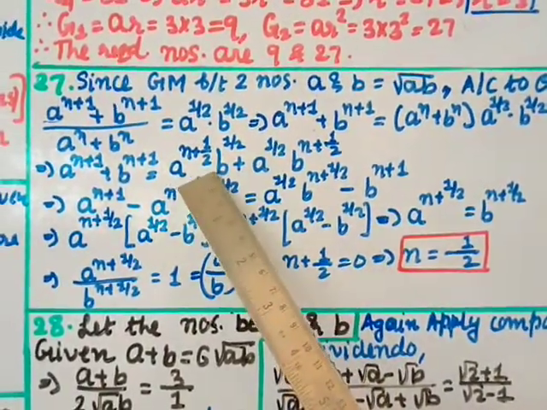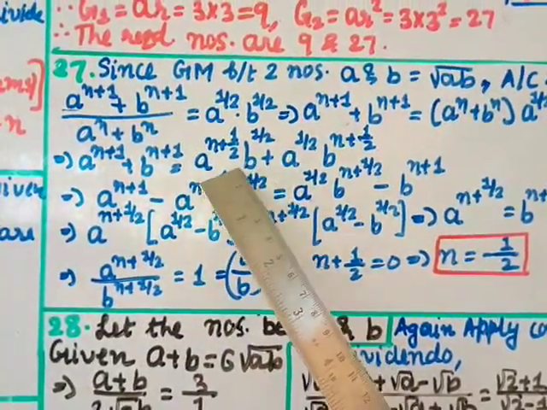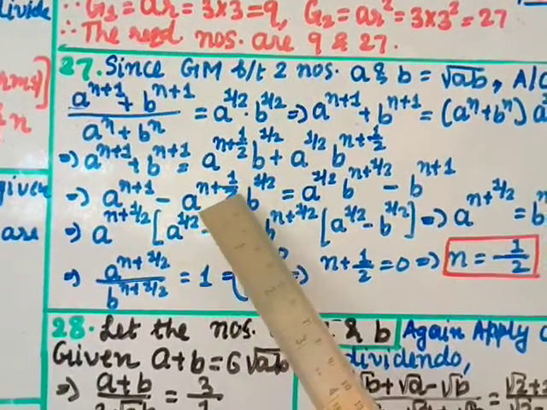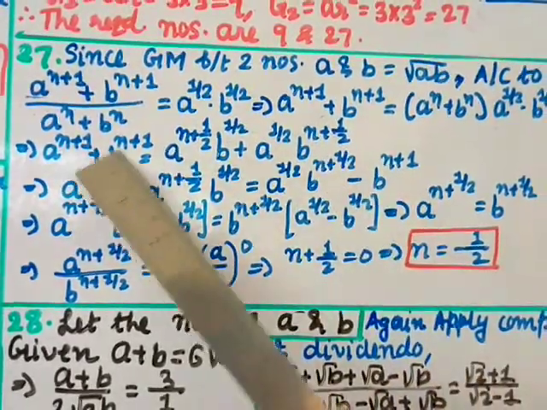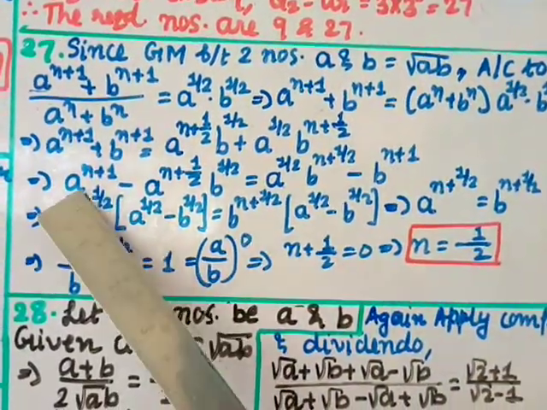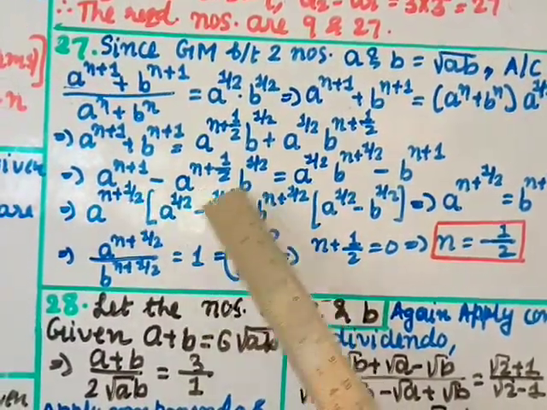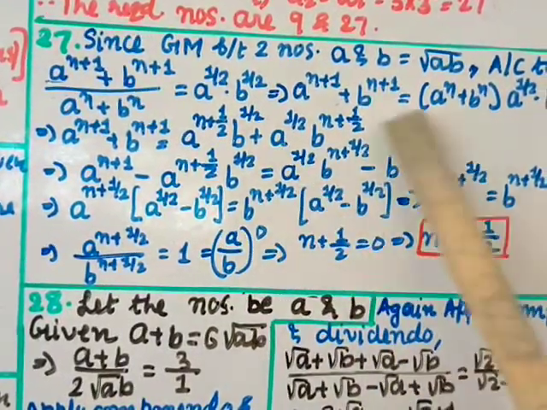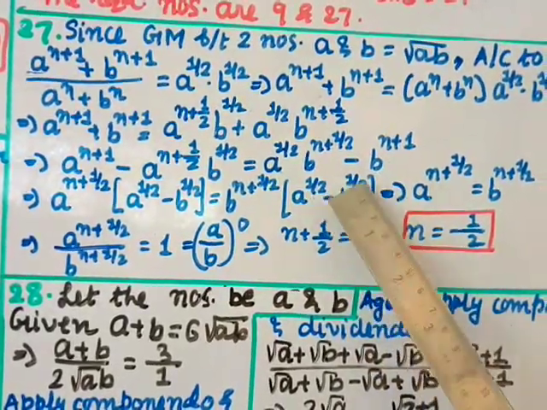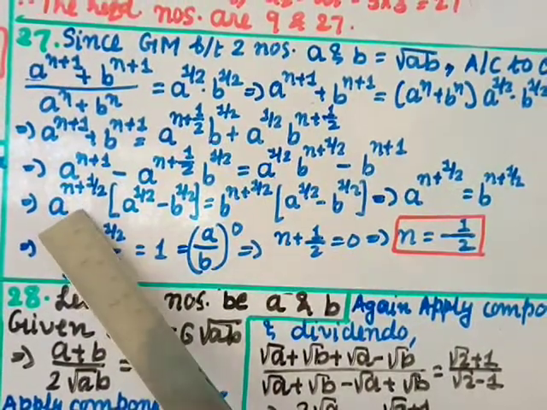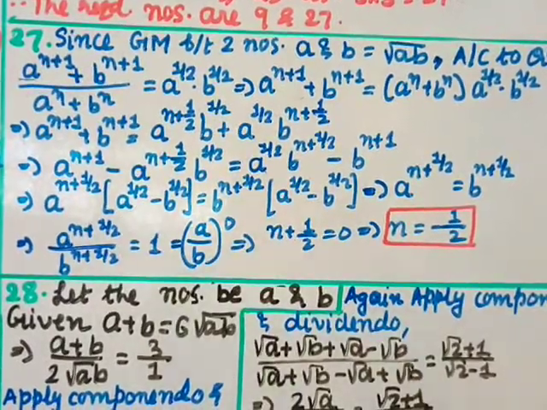Now this a term transfer over here and this b term transfer over here, right? So you get here aⁿ⁺¹ as it is, and this a term I am transferring, so minus a^(n+1/2) into b^(1/2) equal to, this is as it is, a^(1/2) b^(n+1/2), and this I am transferring, so minus bⁿ⁺¹. From here you can take common a^(n+1/2), so here remains a^(1/2) minus b^(1/2), equal to, from here you can take b^(n+1/2) common, so here remains a^(1/2) minus b^(1/2). So this term you can cancel out, so here remains a^(n+1/2) equal to b^(n+1/2), and this will cancel out because they are the same term.